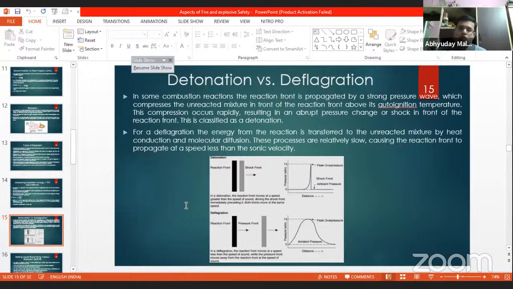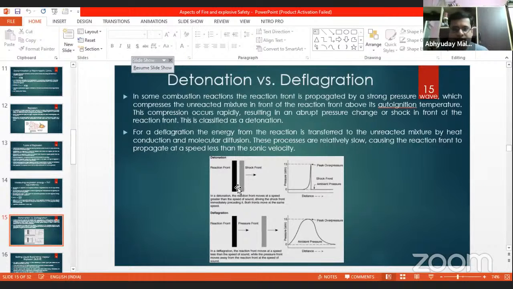Now, we were talking about detonation and deflagration. Let us see their differences in more detail. In some rapid combustion reactions, the reaction front is propagated by a strong pressure wave, which compresses the unreacted mixture in front of the reaction front above its autoignition temperature, and this compression occurs rapidly, resulting in an abrupt pressure change or shock in front of the reaction front. If you can see in this figure, the black bar is the reaction front and the gray bar is the shock wave or the shock front.